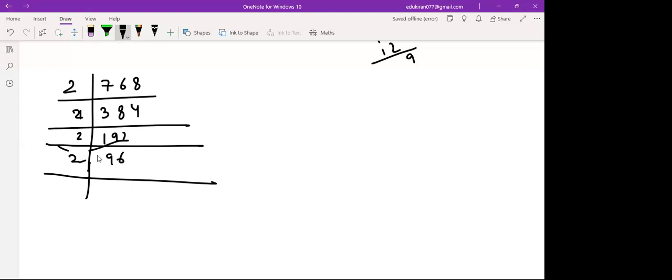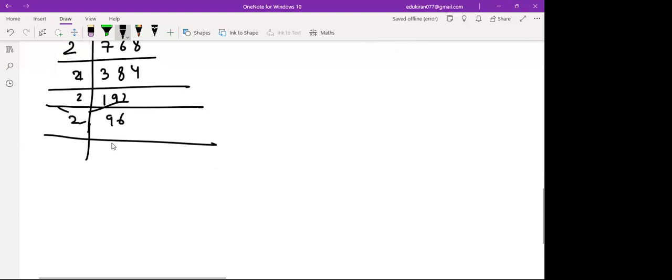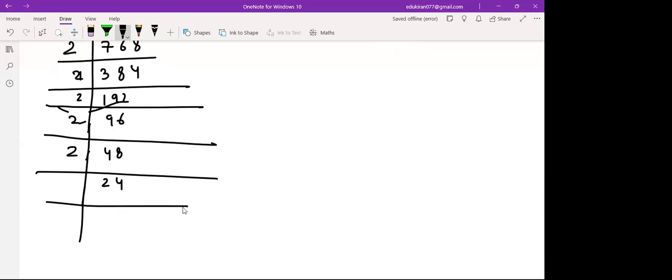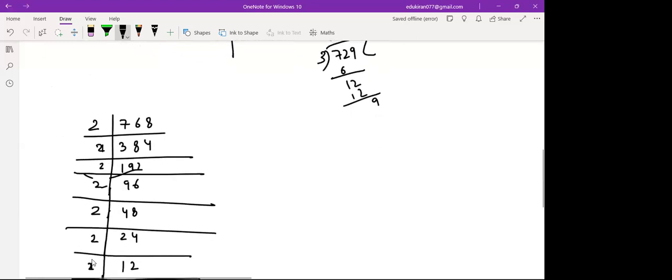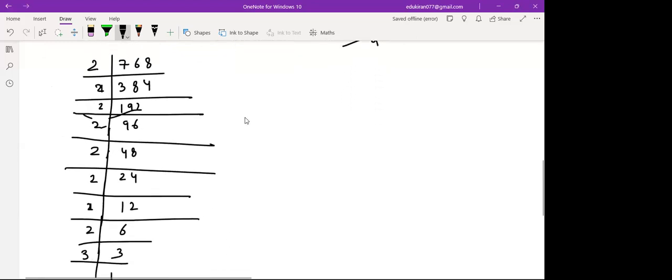Okay, no problem. So I'm just doing it here. Have a look. So after 2, 2 fours are 8, 2 eights are 16. Yes. This one. Then 2, 2, and then 4. Then 2, 1, 2. Yes. And then 2, 6. Yes. This one. Then 2, 3. And 3, 1.